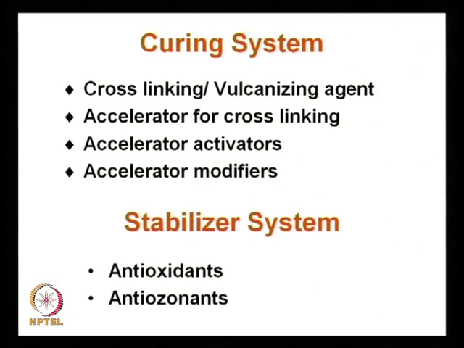Then accelerator modifiers, you see this is another member of the curing system. Accelerator modifier means, when we are incorporating this sulfur cross linking agent and accelerators, these decompose at the vulcanization temperature, or when the temperature of the rubber compound increases, then these compounds may degrade, decompose and form free radicals, and those free radicals actually take part in forming cross linking bonds.